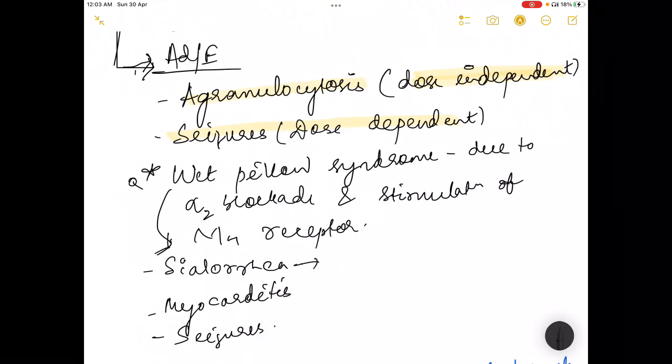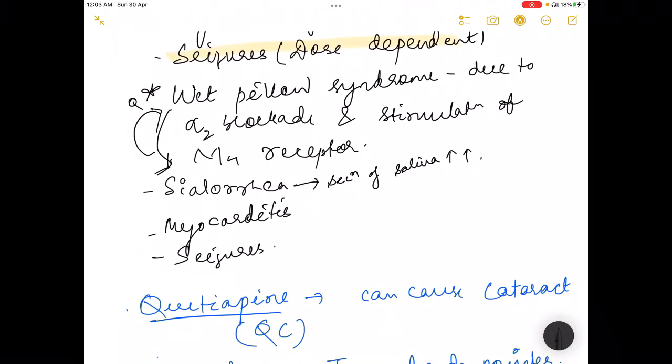So, what is sialorrhea? That is increased secretion of saliva. So that results in the wet pillow. When the person sleeps, the pillow becomes wet, and that is called wet pillow syndrome. Apart from this, clozapine can also cause myocarditis and seizures.